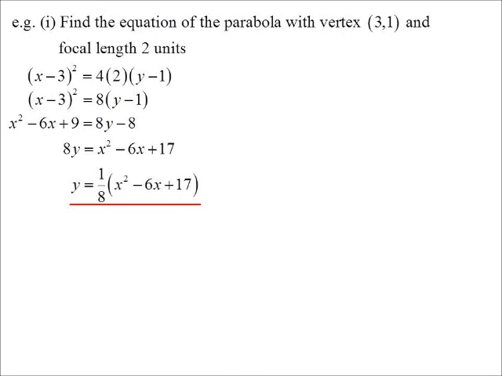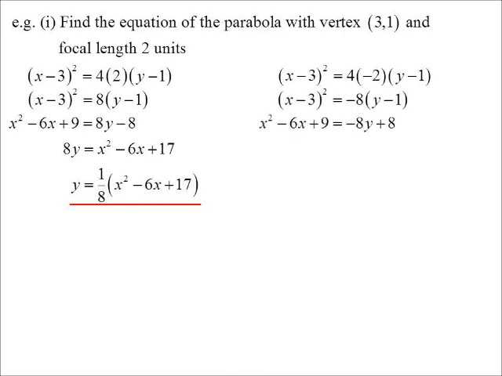Of course, who said the parabola was concave up? It might be concave down, in which case a would be negative 2. Focal length is still 2, but a is negative 2. And that will get me the parabola (x minus 3) squared is equal to negative 8(y minus 1). And that gets y equals negative 1/8 (x squared minus 6x plus 1).